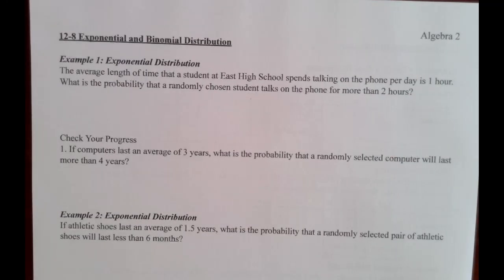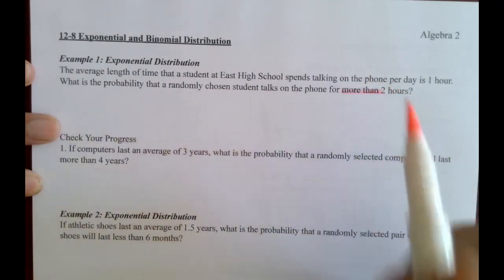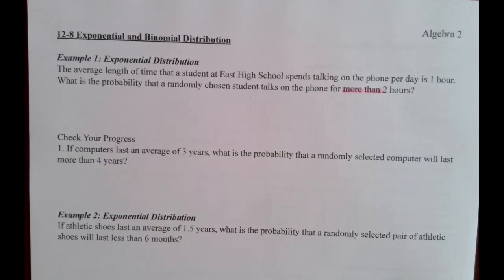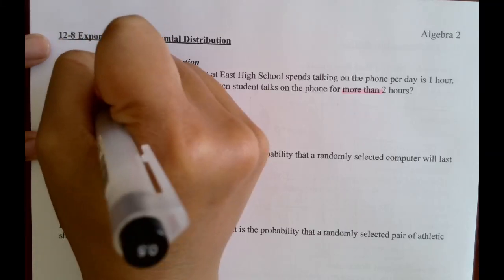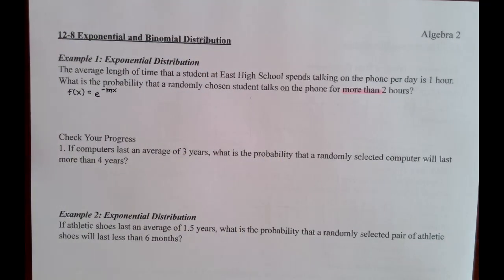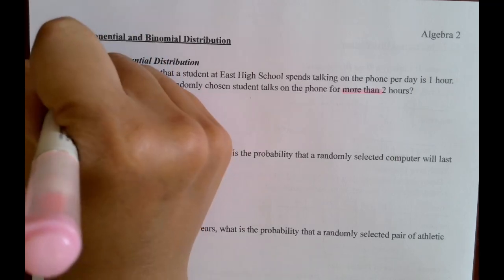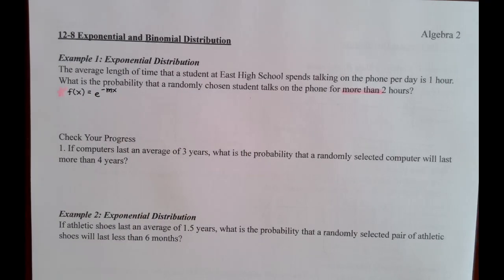So in example 1, the average length of time that a student at East High School spends talking on the phone per day is 1 hour. So that's the average, or the mean. We want to know the probability that a randomly chosen student talks on the phone for more than 2 hours. Note that it says more than, and so as a result, we're going to be using the function f of x equals e to the negative mx, because it's more than. Then what do we need to know? We want more than 2 hours, so 2 is going to be our x.